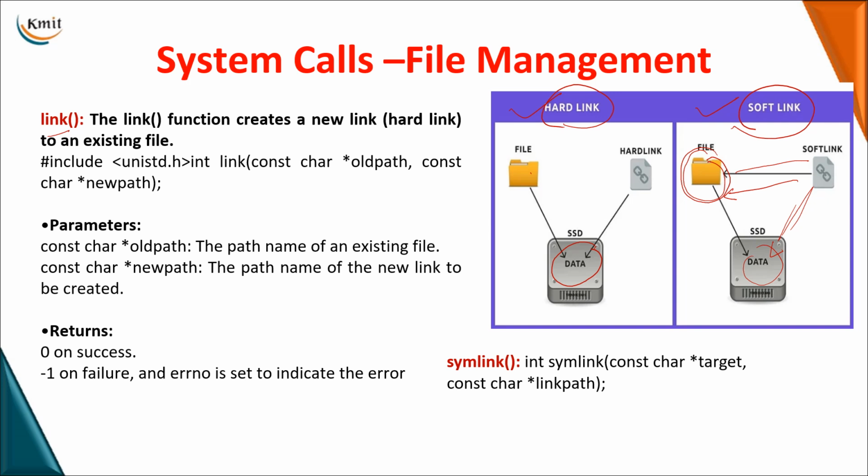So when you go for creating links, you can either create a hard link or a soft link. When I want to create a hard link here, we use the function link, and you specify the old path as well as the new path. The old path is nothing but the path name of the existing file, and the new path is the new link you want to create. Then a link will be established between both of them.